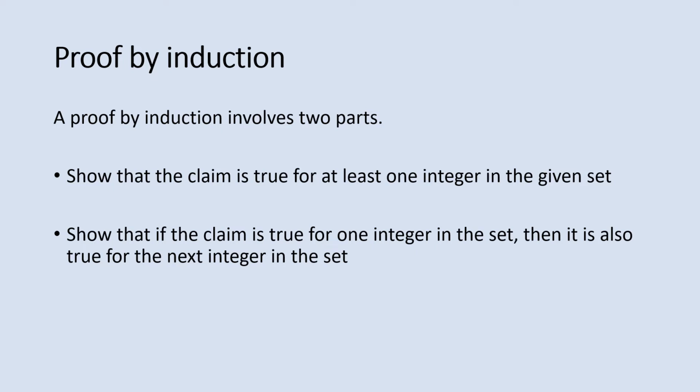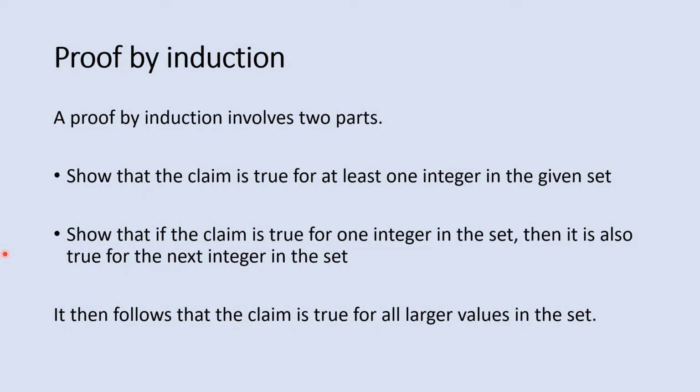But usually, if we're looking at just all integers, we prove something is true for, say, 1, and then we assume that it's true for a value k, and show that it's true for the value k plus 1. So notice that this is an if it's true for one number, then it's true for the next number. And in induction, you have built into it a direct proof, usually.